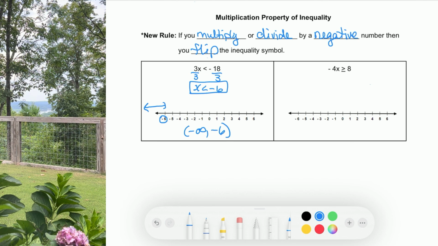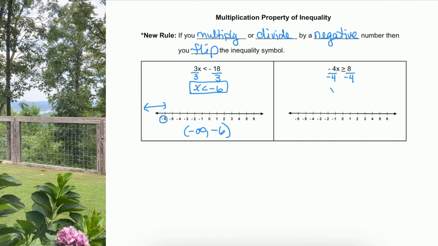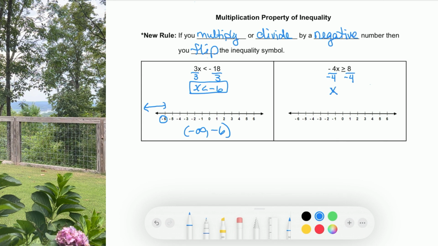Now let's look at an example where we will flip the inequality. So in the first example, we divided by a positive 3, so we didn't flip it. In this second example, we're going to divide by a -4 on both sides. So because we're dividing by a negative number, we're going to flip the inequality. So our answer will be x is less than or equal to -2 because we flipped that inequality.